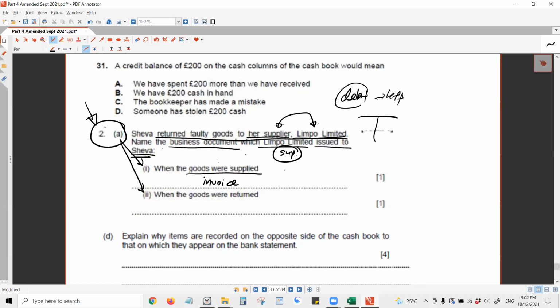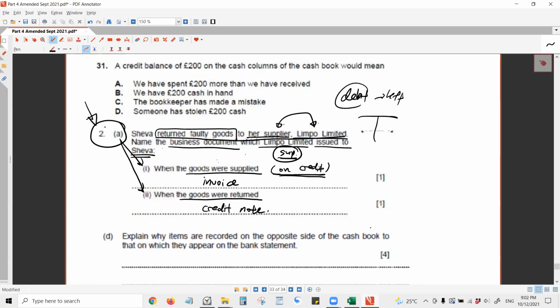I know they don't have the term on credit here, right? But when there is goods returning, for sure earlier they must have been selling goods on credit. Therefore, you have to write invoice here. When the goods were returned, what document will the supplier send? Credit note.